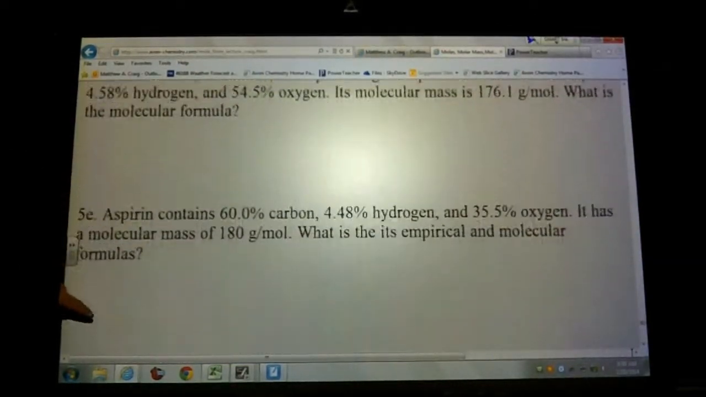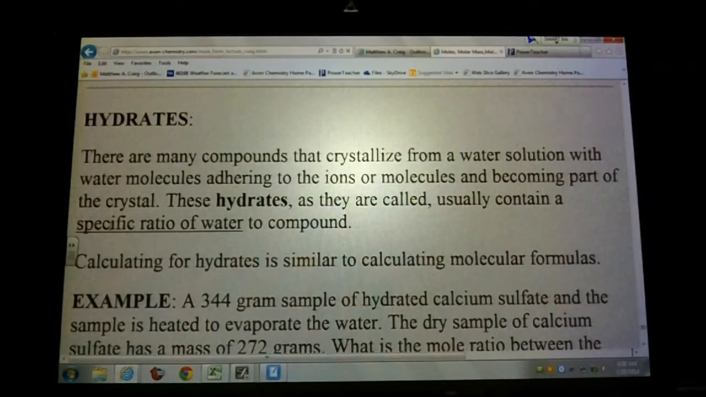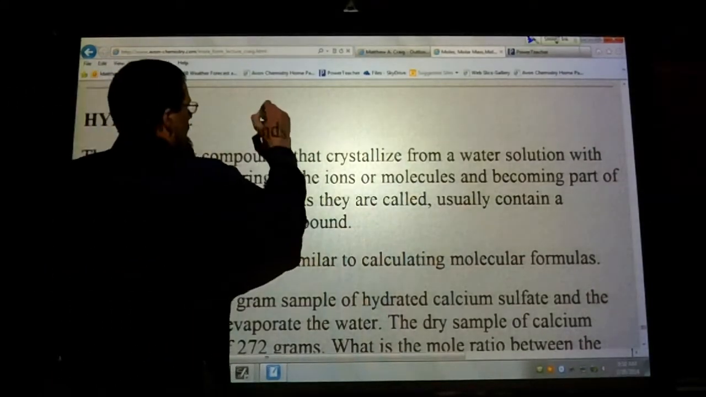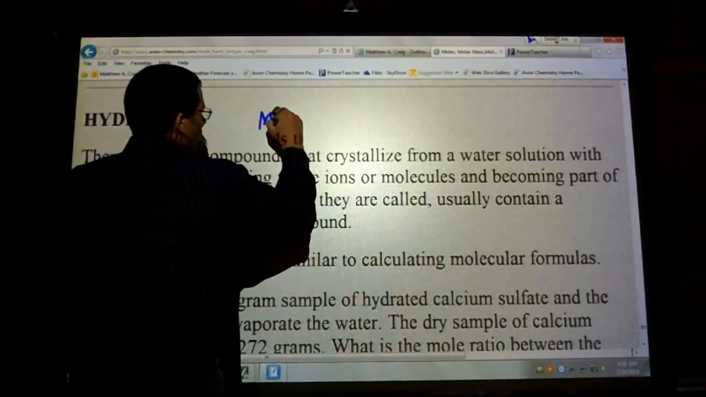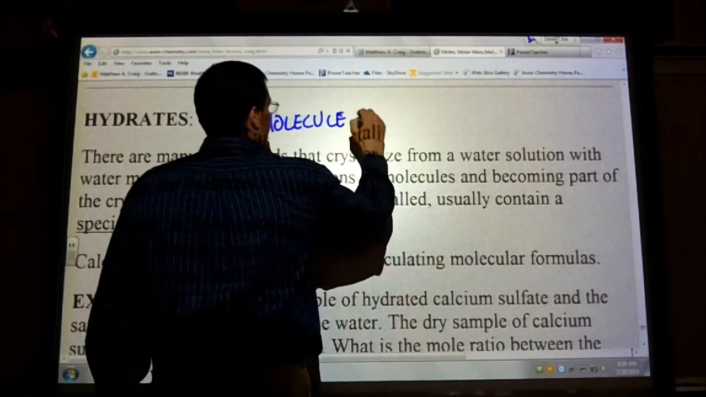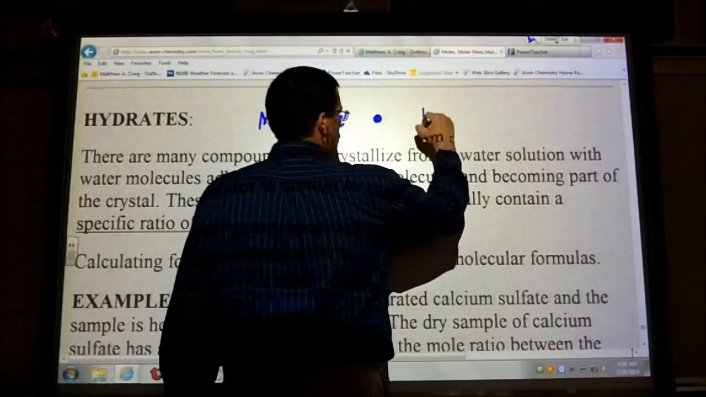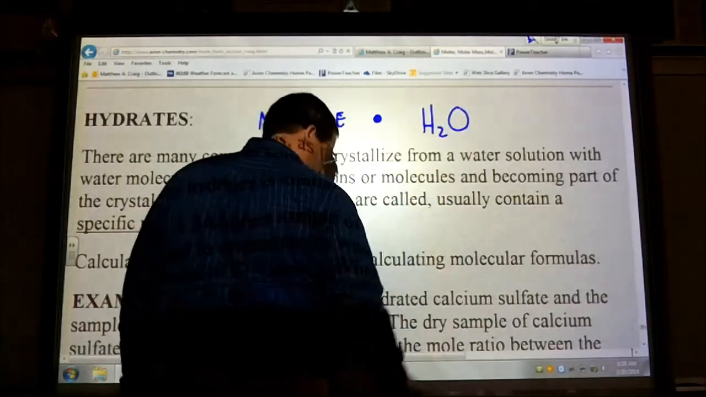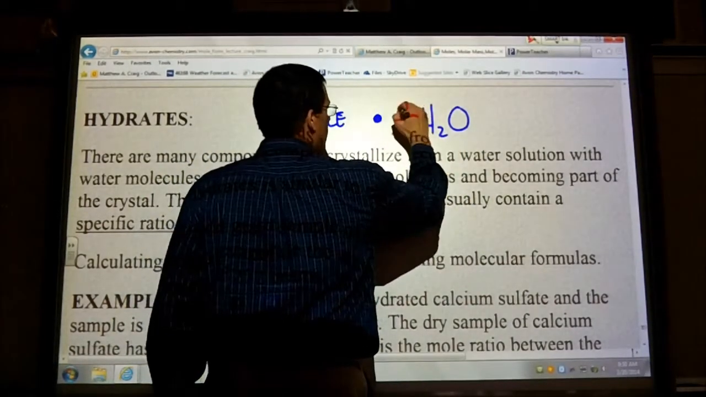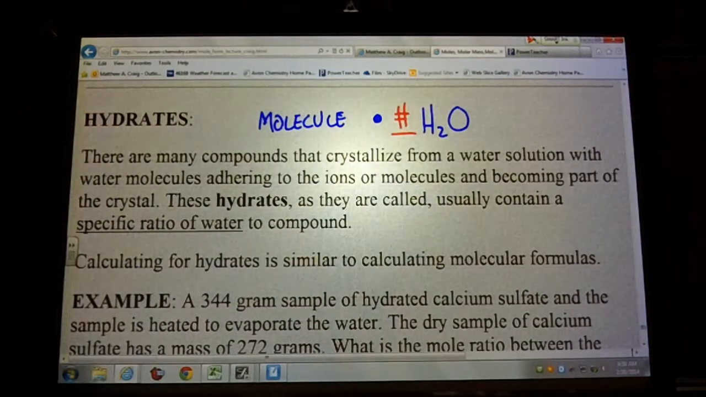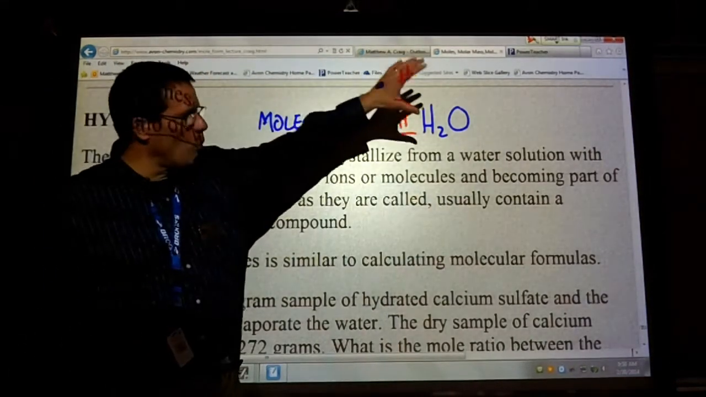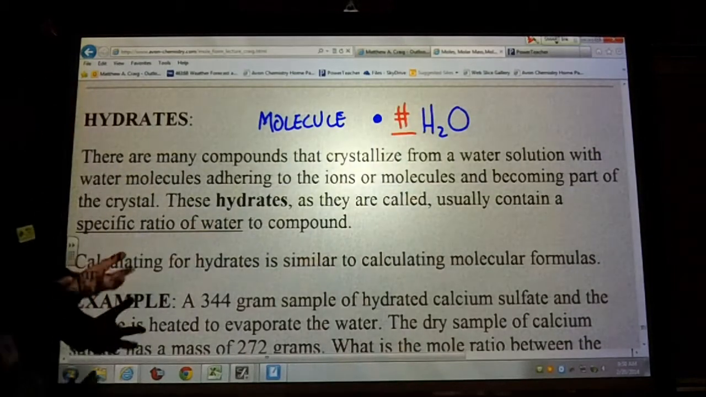All right, so let's continue on with hydrates. So the 5s are part of your homework. Hydrates. Next Tuesday, I think it is, we'll be doing a lab that is working with a hydrate. And what a hydrate is, it's some compound, it's some molecule that has water chemically attached to it. Okay? And generally, we're looking at some number here. And so for every molecule, there's some water molecules chemically attached to it.